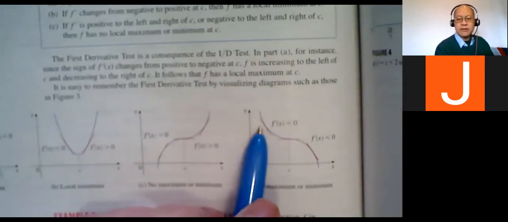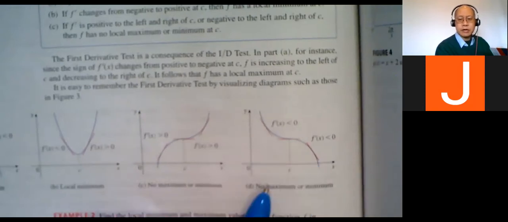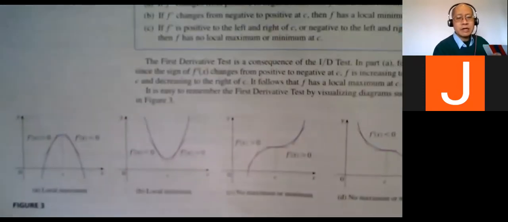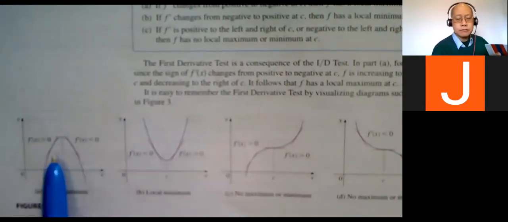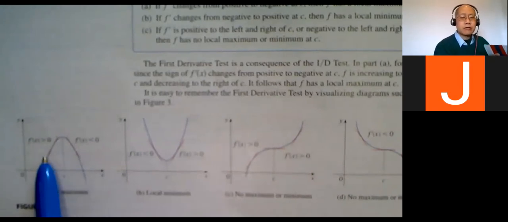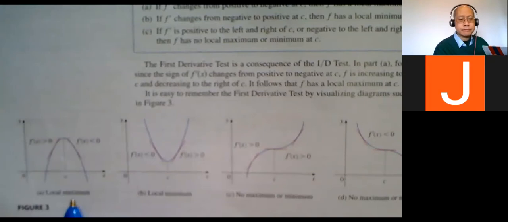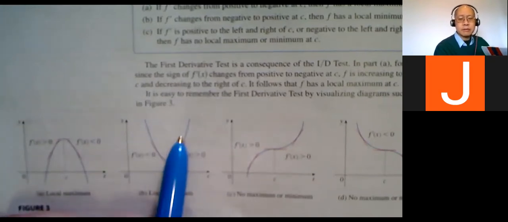If I move a little bit to the left, function is decreasing. If I move a little bit to the right, function is still decreasing. So again, no maximum or minimum. So what's going to happen is we will take the first derivative, set it equal to 0, then say, how do I know if it's a maximum or minimum? If the graph goes from increasing to decreasing, you're at a maximum. If the graph goes from decreasing to increasing, minimum.